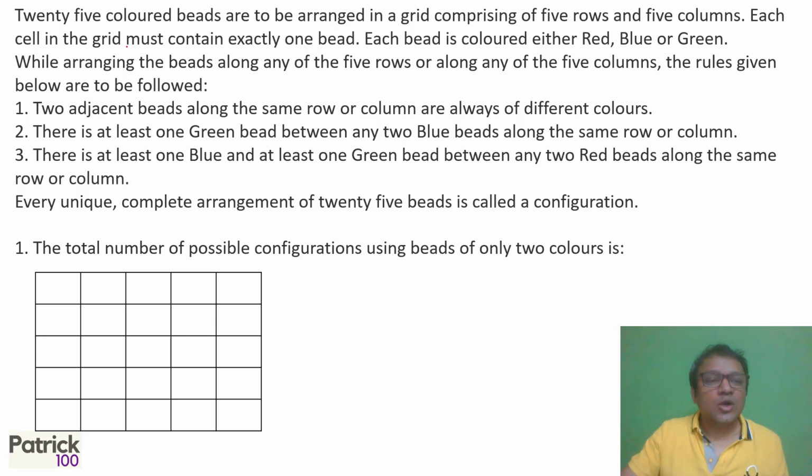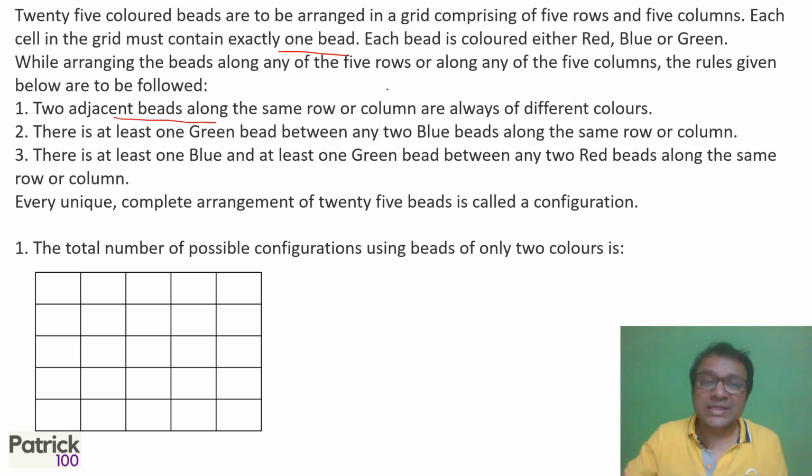So this question is: 25 colored beads are to be arranged in a grid, 5 rows and 5 columns. Each cell in the grid must contain exactly one bead. Each bead is colored either red, blue, or green. And while arranging the beads, there are rules given.